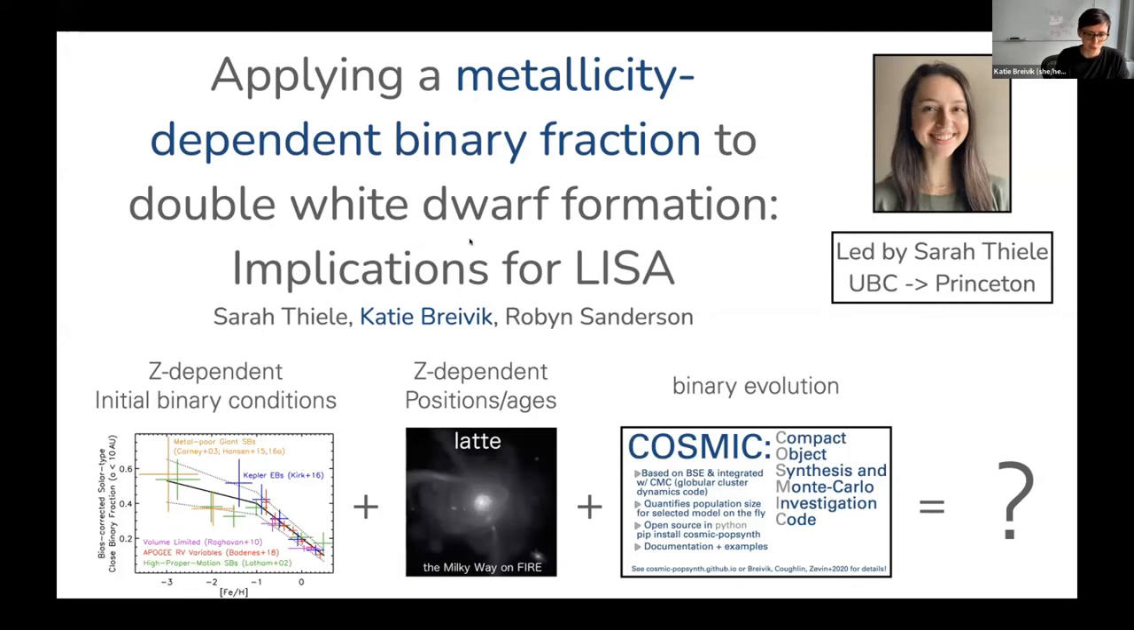So in this project, we tried to take into account some new understanding of zero-age main sequence populations, namely metallicity-dependent initial binary conditions, and combined that with a very precise set of metallicity-dependent positions and ages from the Latte suite, specifically the m12i galaxy from the Latte suite of the FIRE simulations, and then some binary evolution models with COSMIC. Throughout this talk, I'll walk you through each of those things, to then show what we have found in terms of what LISA will see based on including a metallicity dependent binary fraction on the zero age main sequence.